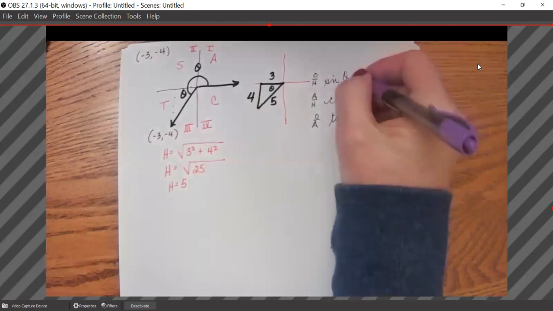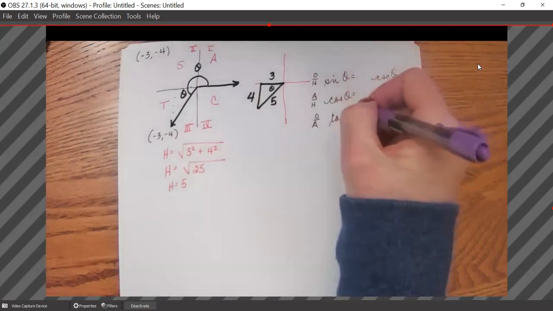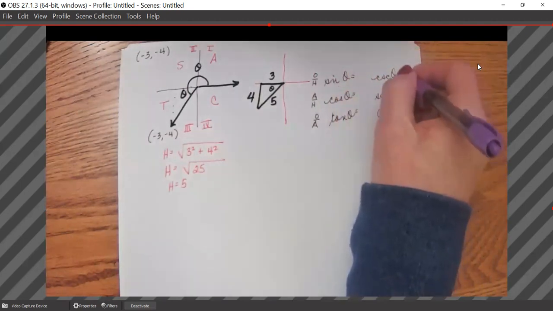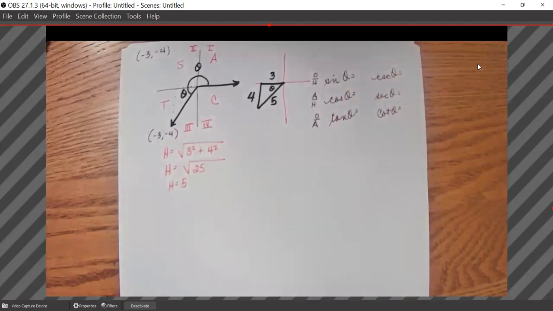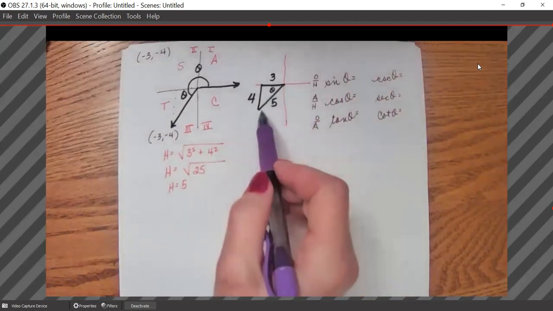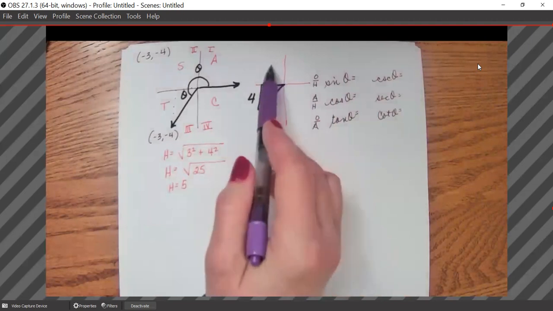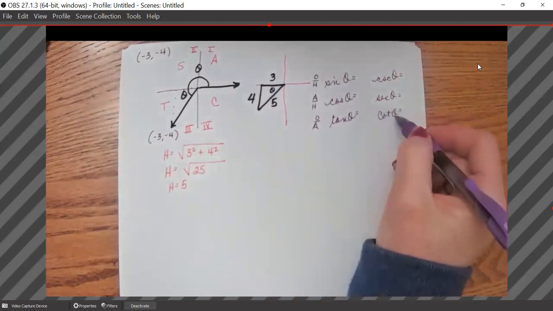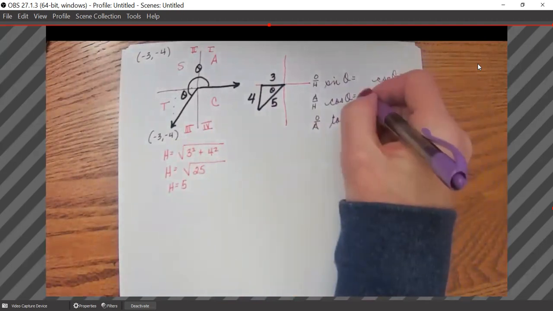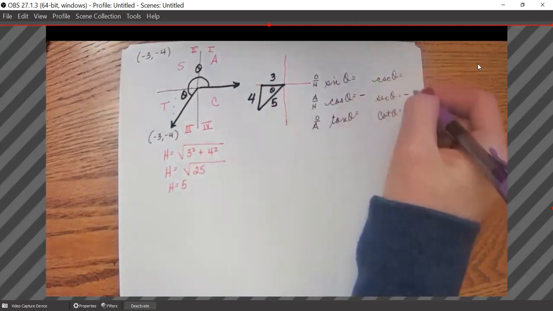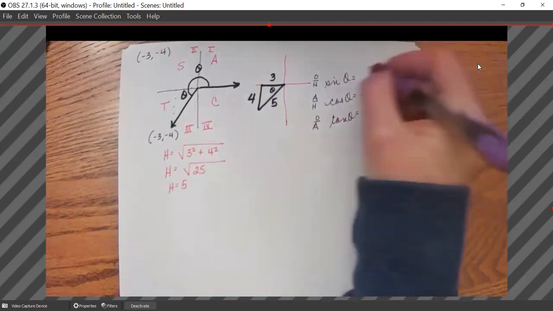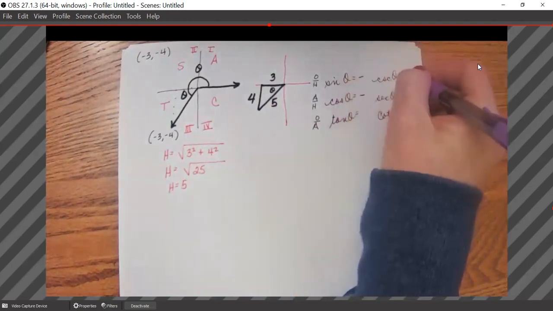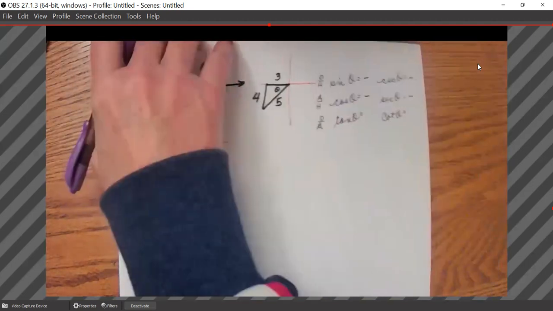So the first thing I'm going to do is put in whether the trig functions are positive or negative. And I know that just by the quadrant. This is in the third quadrant. All Students Take Calculus: tan and cotan are going to be positive. I automatically know my sine and my cosecant are negative, and my cosine and my secant are negative.